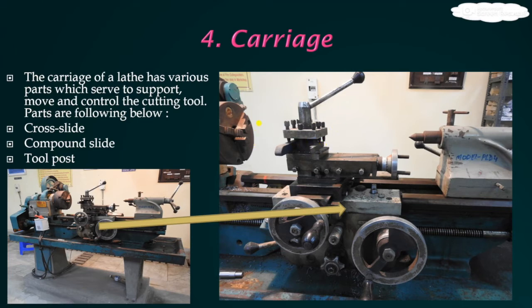In this tool post, multi-point cutting tools, a number of cutting tools may be placed here. And generally for a cylindrical job, all the cutting tools are single point cutting tools. And using this lever we can move this carriage in the forward direction, and using this knob, by rotating this we can move the tool post in the cross direction.